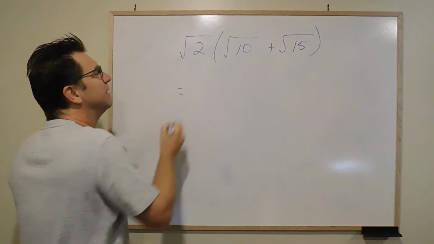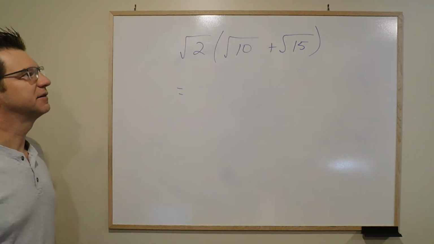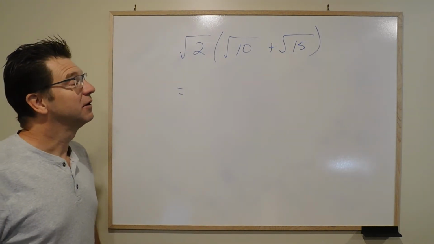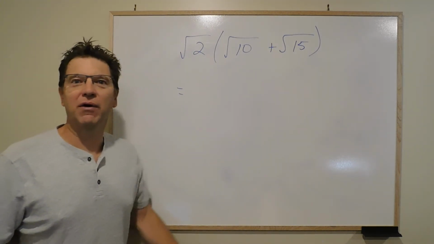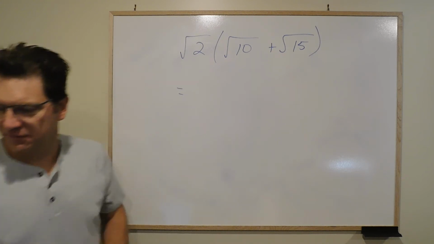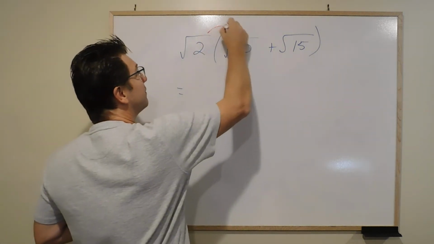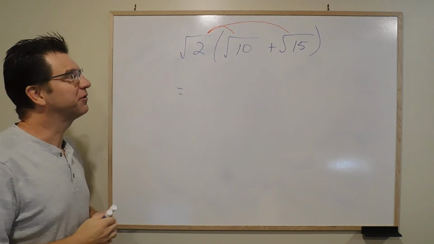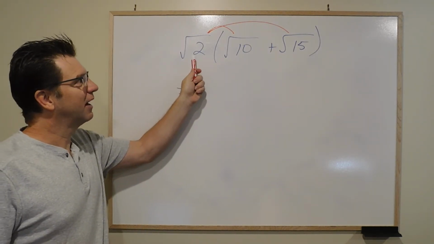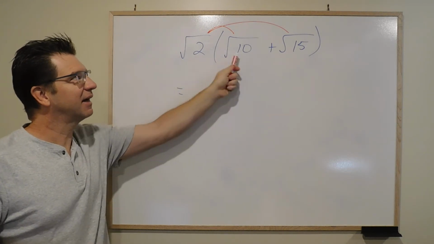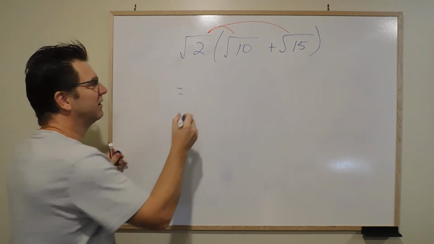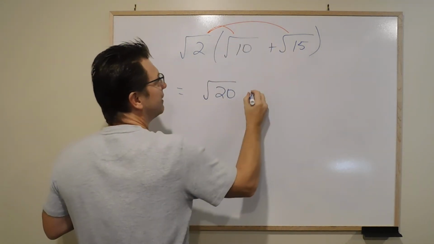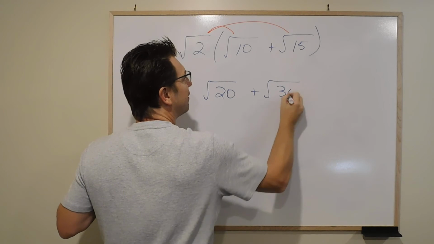Now, here I do not have like radicals. I cannot simplify for them to be the same, so there's nothing to do in the brackets. However, I can use the distributive law. Right? I can multiply this times this, and this times this. Right? And remember, when you're multiplying, you can multiply the radicands, 2 times 10, to give you 20. So I have the square root of 20, and 2 times 15, square root of 30.